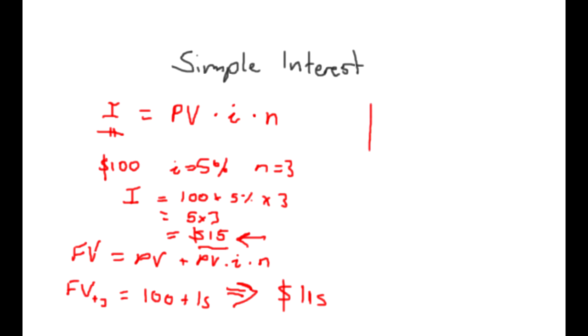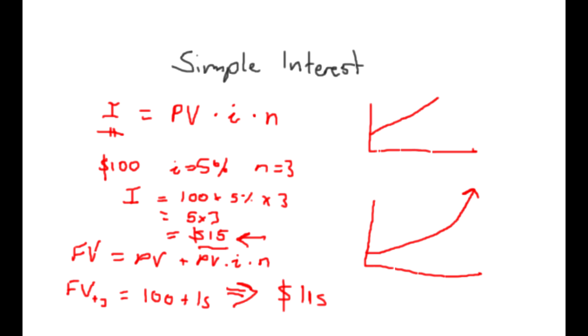You'll notice that the simple interest, if we draw that as a function, is actually a linear function. So our balance will go up steadily, but at a constant rate. Conversely, we also have compound interest, which will look something like this, and go up at an increasing rate. And this is why compound interest is so much more powerful than simple interest.